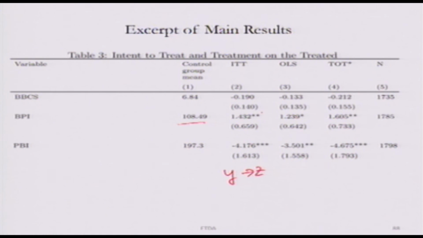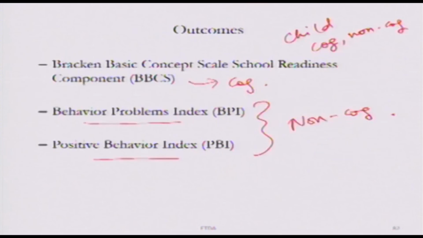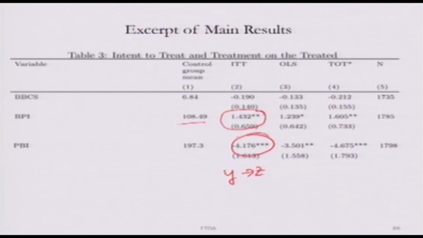and what you see is that the program positively affected child's BPI score, which is one of the non-cognitive measures, and PBI, which was the positive behavior index, is negatively affected. So, the negative behavior index is positively affected and the positive behavior index is negatively affected, meaning that what this shows is that the intention to treat effect is showing that the program participation or the program assignment had a negative impact on the child's behavior, but no impact on the cognitive skills of the child.